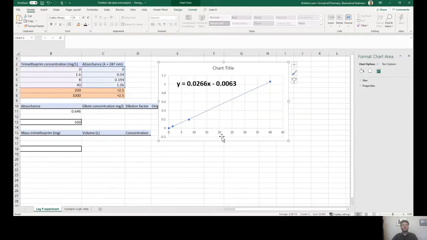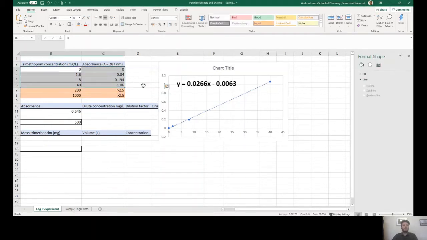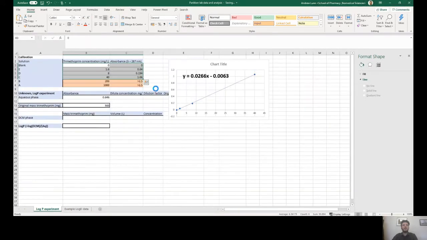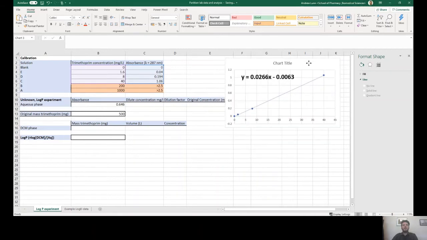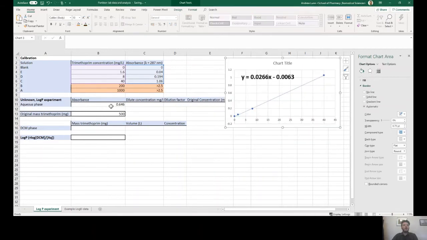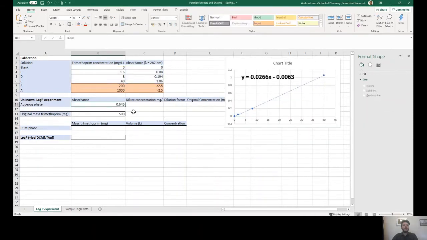There we are. So this is the relationship between concentration of trimethoprim and absorbance at 287 nanometers in aqueous media. If I'll just zoom out a bit again so we can see everything. This will now tell us what concentration our unknown sample was at from the aqueous phase. So that's done with the gradient of the line.